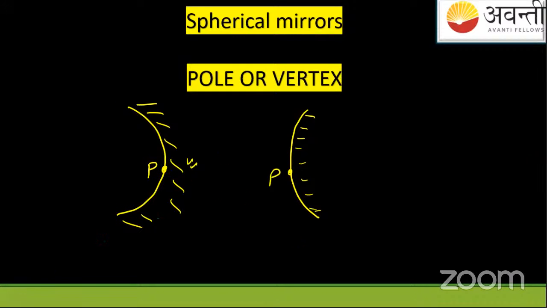So see, it's like this. This is a concave mirror. This is the pole. This point is defined as the pole.